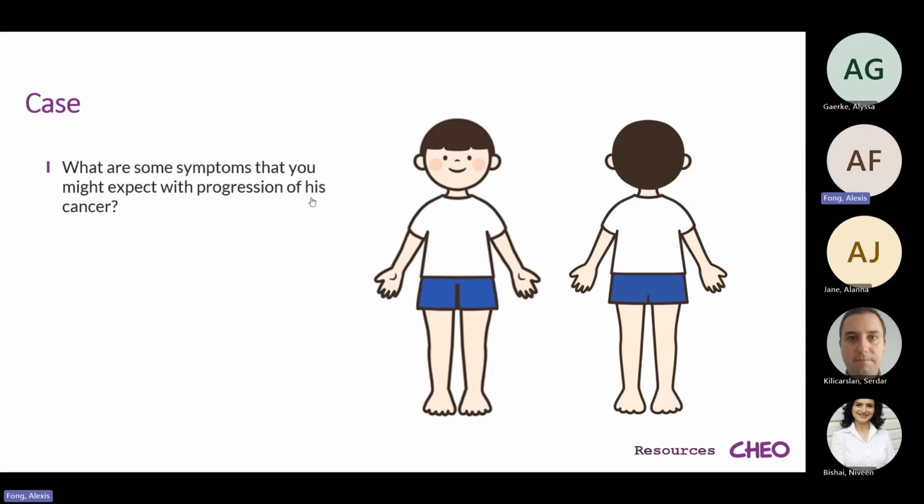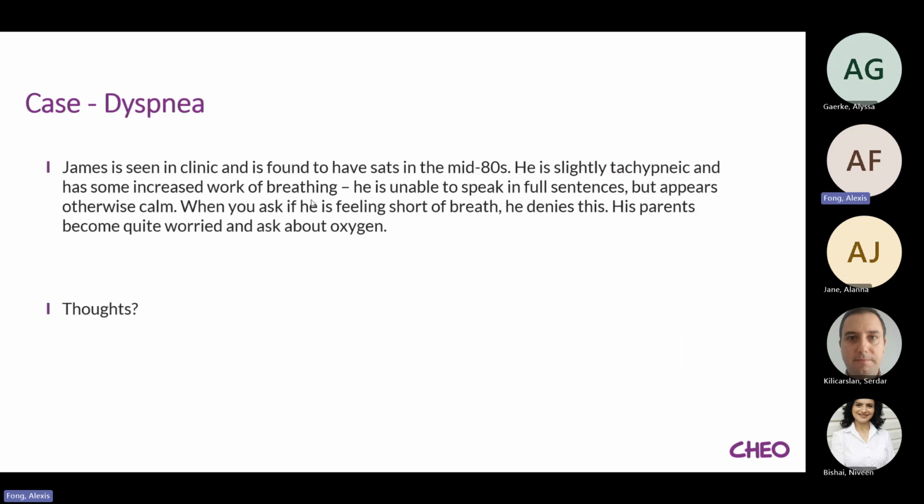So let's talk about dyspnea. James is seen in clinic and is found to have SATs in the mid-80s. He's slightly tachypneic and has some increased work of breathing. He's unable to speak in full sentences, but appears otherwise calm. When you ask if he's feeling short of breath, he denies this. His parents become quite worried and ask about oxygen. Thoughts?